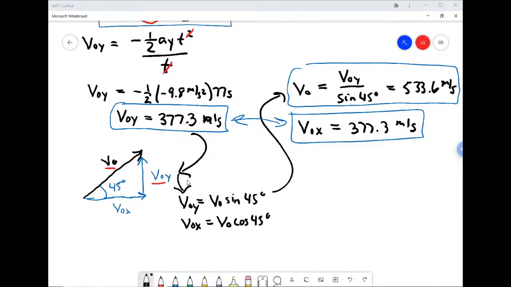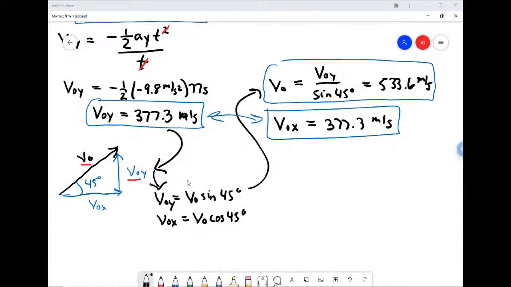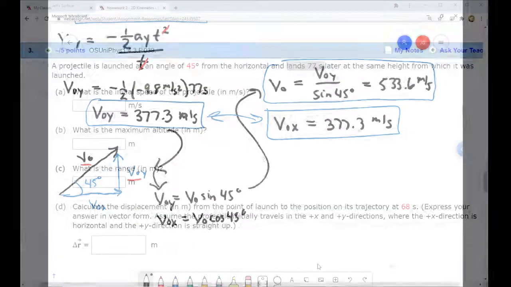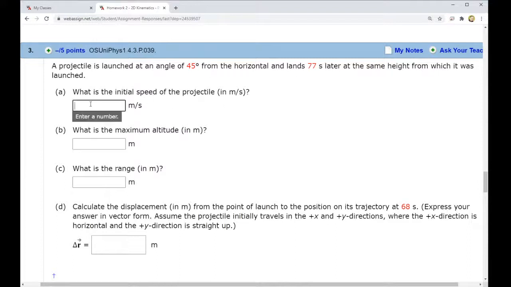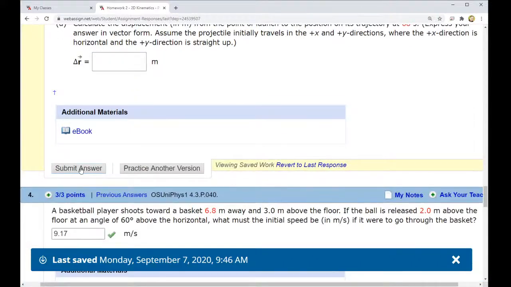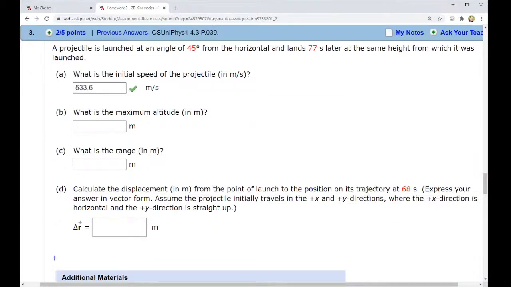All right. So let's go back to WebAssign and enter this answer. We found that the initial speed of the projectile was 533.6. And let's check our work. Good. No mistakes. Okay. I make mistakes all the time, so it's good to stop and check. As you guys know, 3 weeks in, I make mistakes all the time. So it's good to do a little check of my work.